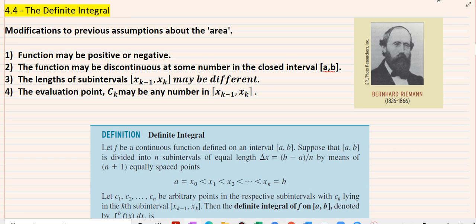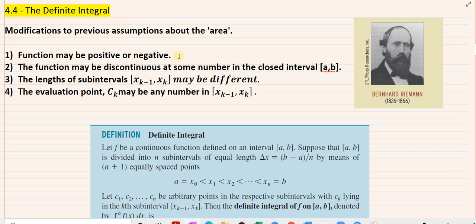So here are the four modifications to the assumptions that we make. Number one, we required the function to be positive before when we discussed the area under the curve. We no longer require that to be true. It could still be positive, but it need not be positive. It could be positive or negative. Okay, so that's the relaxation of that first assumption. And of course, when the function is negative, we no longer have the idea of area under the curve. It turns out that would be like the negative of the area under the curve.